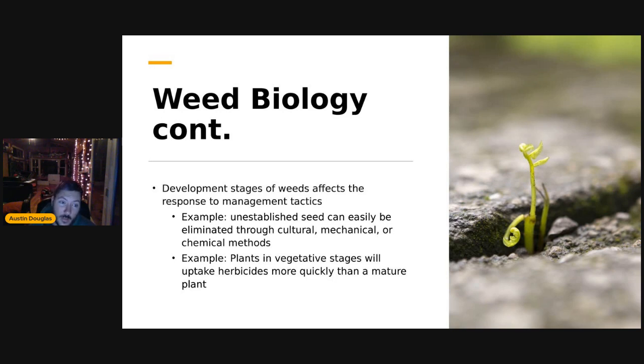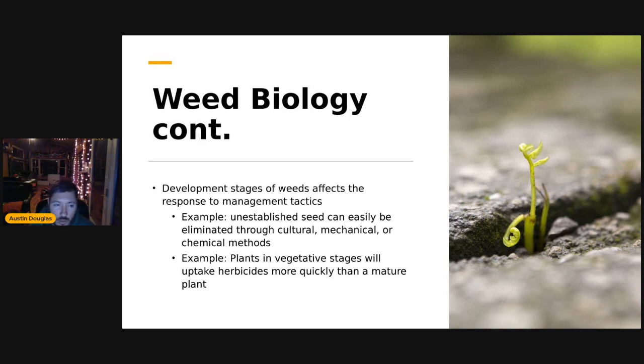Now, as pesticide applicators, we're probably not going to go out there and hand pull weeds all day long. It's just not cost effective, and I don't think customers want to pay that much money for it. But in a chemical aspect, just a quick spray, it's done. An example of plants in vegetative stages: they will uptake herbicides a lot more quickly.